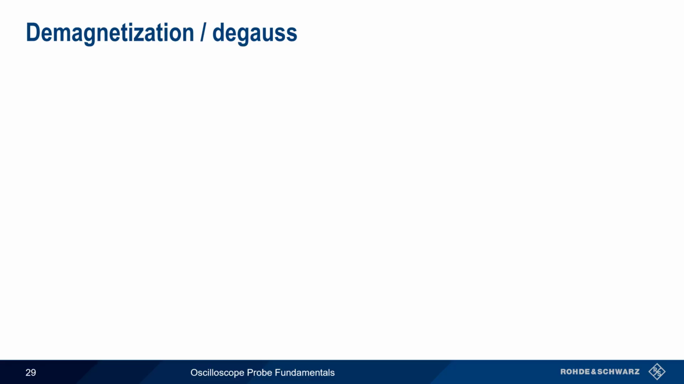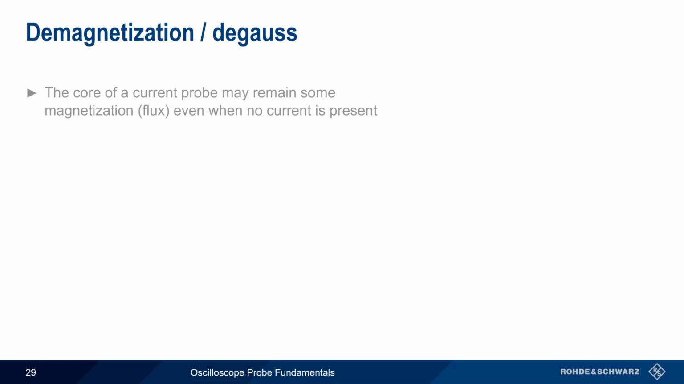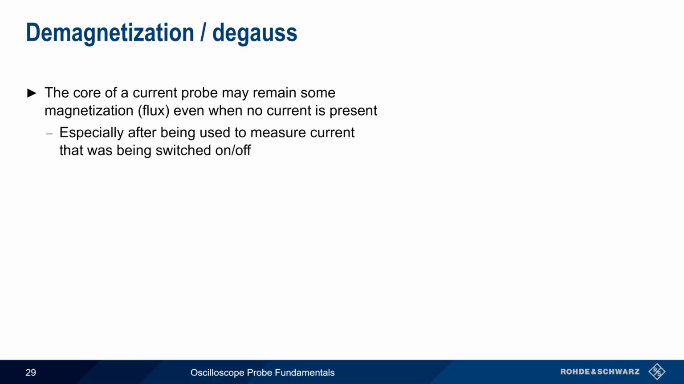Another potential issue when using current probes is that the ferromagnetic core of the probe may retain some of its magnetism or flux, even when there's no current present. This is not uncommon after a probe has been used to measure a current that was being switched on and off. This residual magnetism can lead to the creation of an offset, and thereby impact measurement results.